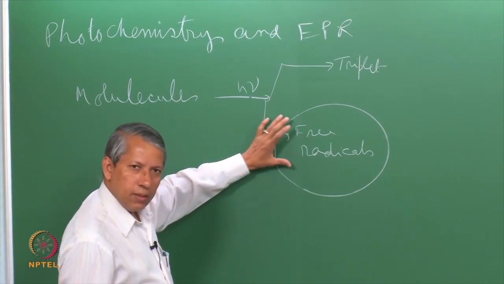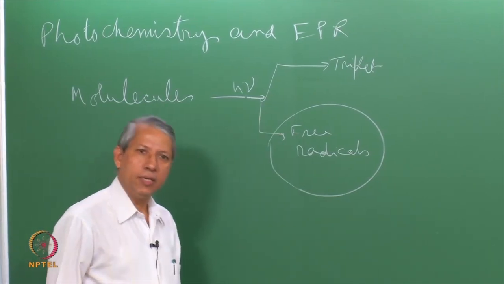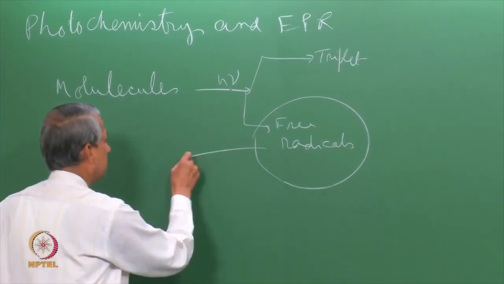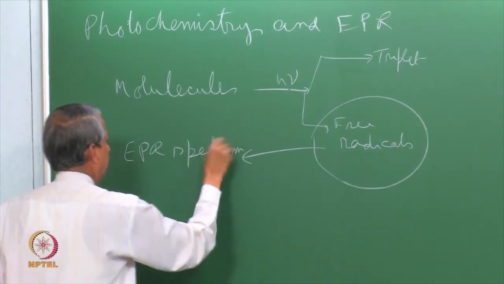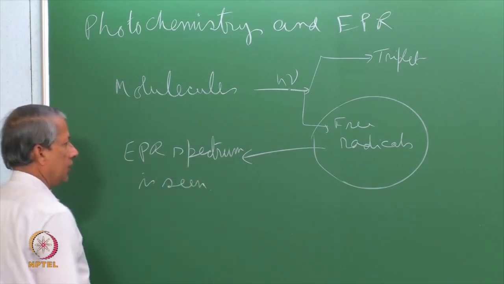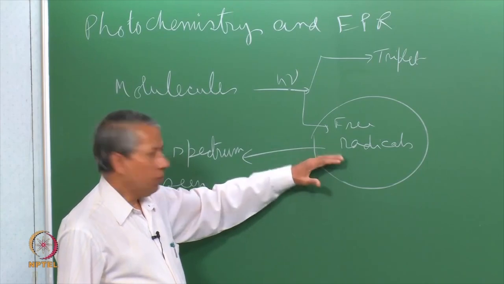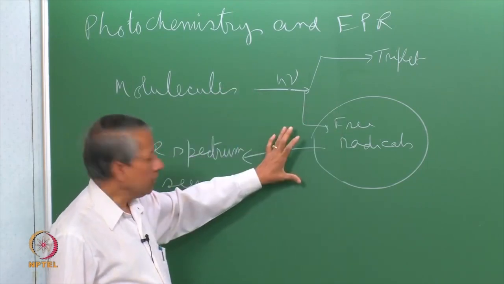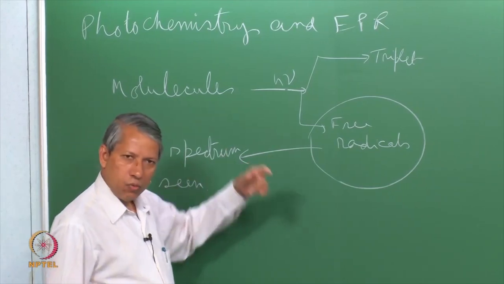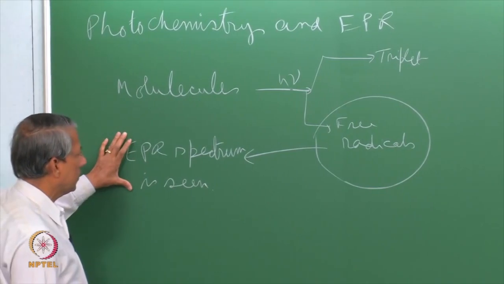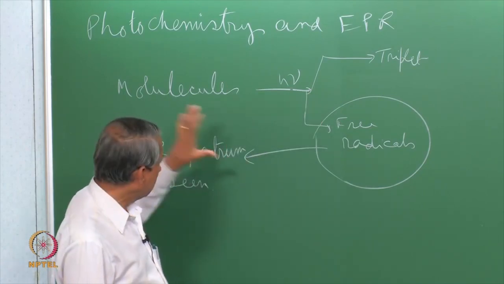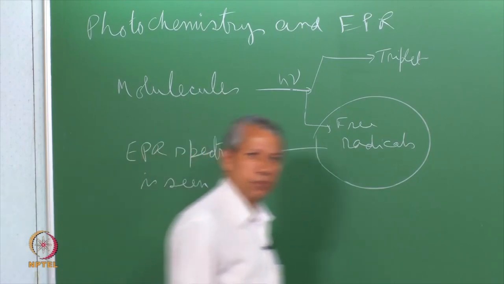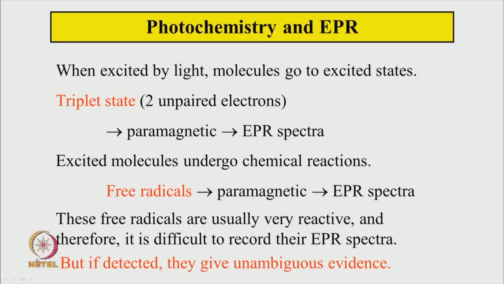So, then not seeing an EPR spectrum does not necessarily mean the reaction is not taking place. But if you do see this, suppose an EPR spectrum is seen, then there is unambiguous evidence that a radical is formed, and whatever reaction mechanism one can think of is at least partly supported by the observation of this. What I am trying to say is that if you do not see any EPR spectrum of any radical, it does not mean it is not taking place. So, observation is a definitive proof, non-observation is not the proof that it does not happen.